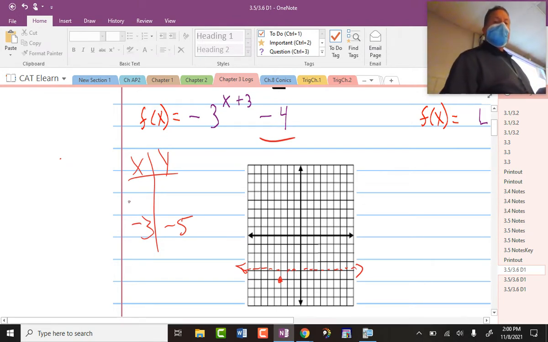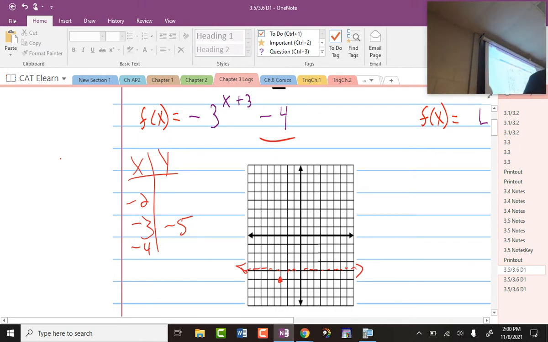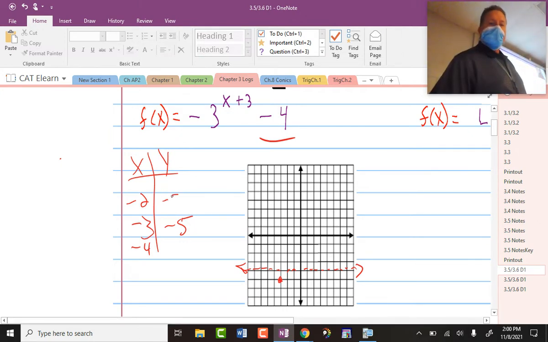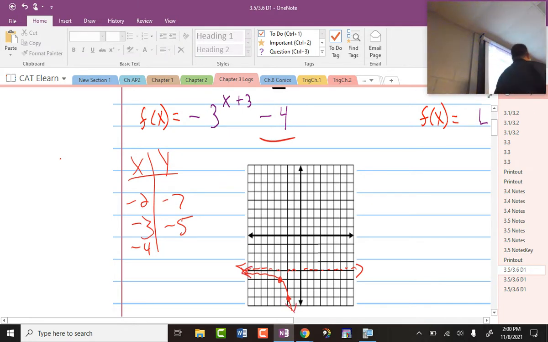And you can prove it by 2 more points. And actually, negative 2 is the easy one. What's negative 2 plus 3, Brian? 1. What's 3 to the first? 3. Negative. Negative 3 minus 4? Negative 7. And then there's where we get the negative 2, negative 7. That should be enough. This is what the graph is doing, and it's coming from that side like that.